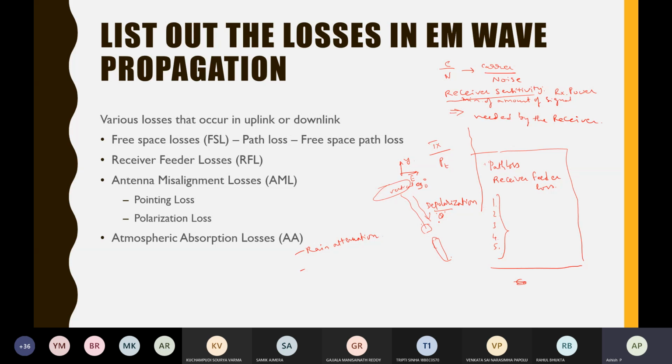So maybe the electric field vector which you sent at 90 degrees, aligned with the y-axis, may have changed to some 70 degrees now due to all these effects. And the receiver antenna, if it's pointing to 90 degrees, will encounter this polarization loss. It will be trying to receive in the vertical polarization, because the information which it has is only that much. We are just telling it that a vertical polarized wave will be sent, you receive that.